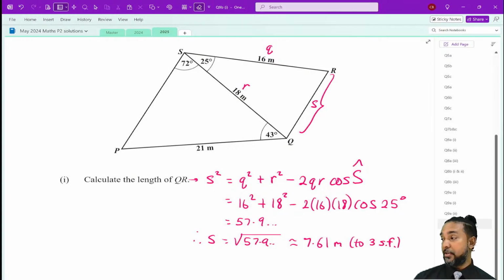Remember, there's a standing instruction on the front of the paper that says non-precise or non-exact answers, rather, should be shown to 3 significant figures, or in the case of angles, 1 decimal place. All right?